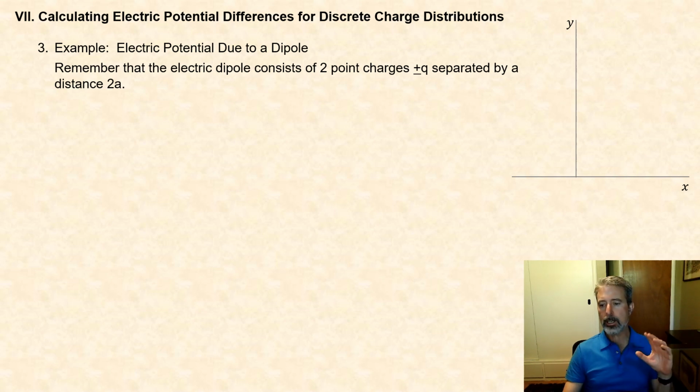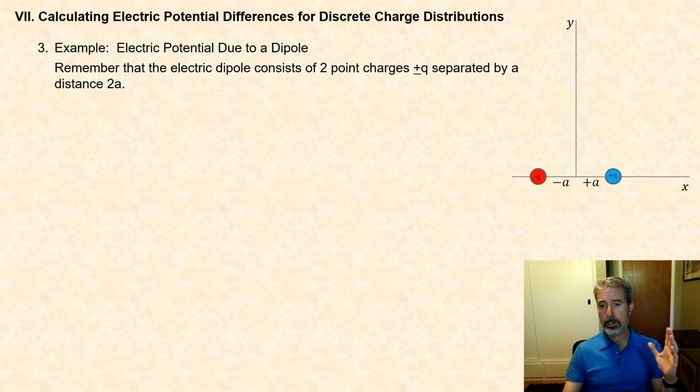So let's take a look at an example of using this approach for a discrete charge distribution. And as you can see here, we'll return to the example of the electric dipole, because it is a rather common and important charge configuration. So recall that the electric dipole consists of two point charges, plus Q and minus Q, separated by a distance of 2a. I'm going to show you the position of each of these charges here.